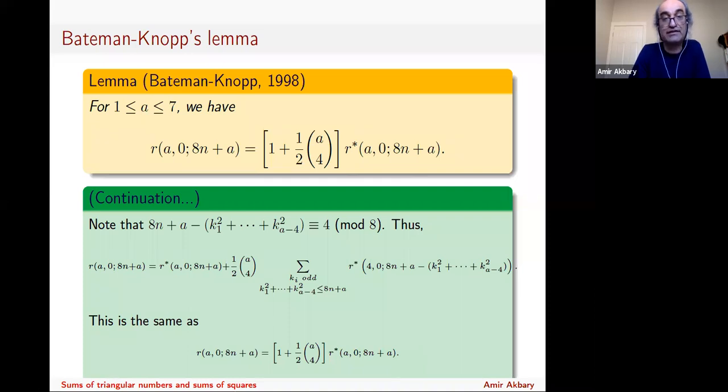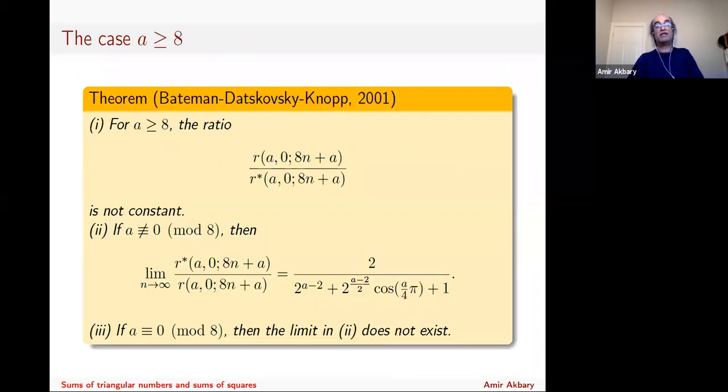Okay, so that's the result. And that's actually the main motivation to consider this problem. Three years later, in 2001, Bateman, Jacobi, and Knopp wrote another paper. Probably this is the last paper of Bateman and Knopp they wrote together.